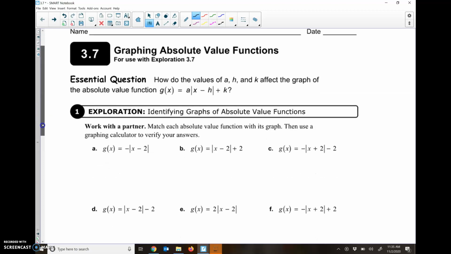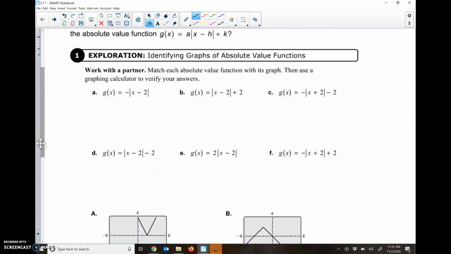This is pretty much exactly the same thing as yesterday, except now it's absolute value bars instead of parentheses. So it matters where the numbers are. Are they inside the absolute value bars or are they outside the absolute value bars? That'll determine whether we're going up or down or left or right or wherever we're going.